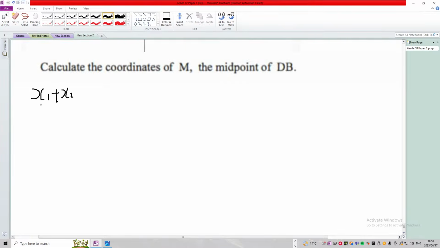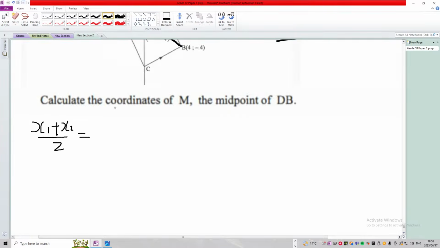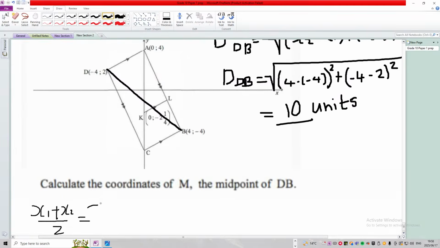x1 plus x2 divided by 2. So for DB we have minus 4 plus 4 divided by 2, that's equal to 0. That's the x coordinate. For the y coordinate, we have minus 4 plus 2 divided by 2. That's minus 1. Let's hope I didn't make a mistake there. But there it's done.